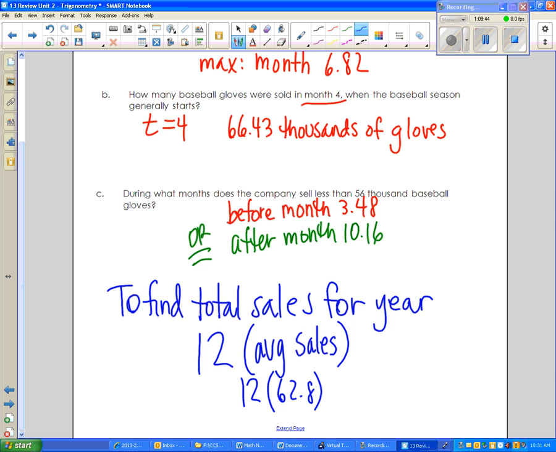And so that's going to give me approximately 753.6 thousand gloves. That's how much they can estimate that they will sell in a year, according to this model. Okay, so I'm putting that as a big star because there is a problem like that on the unit test, and there wasn't an example on your review.